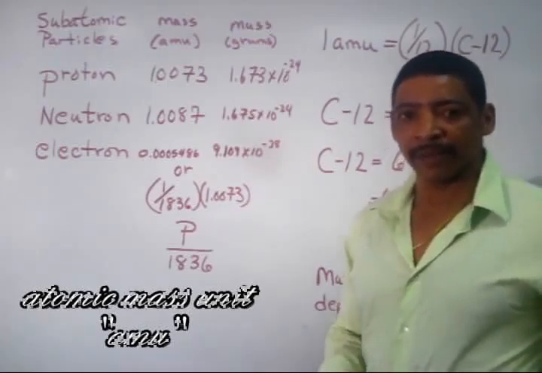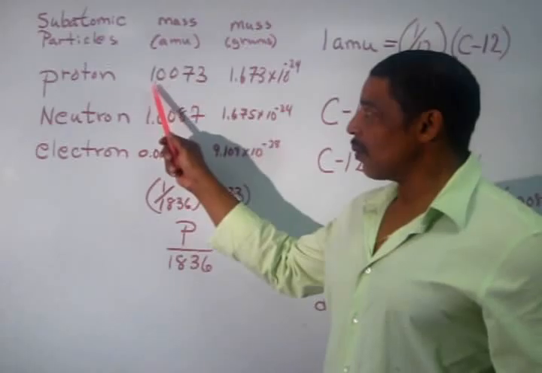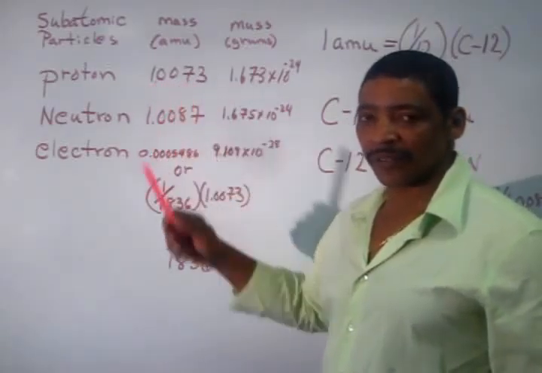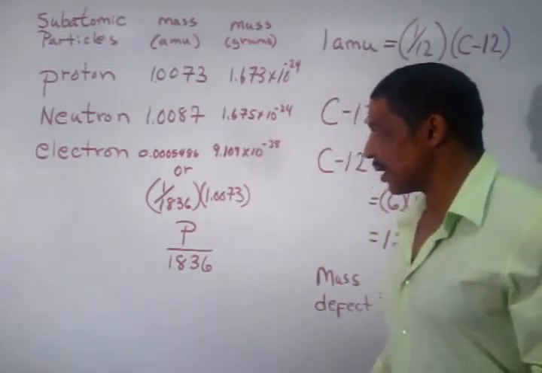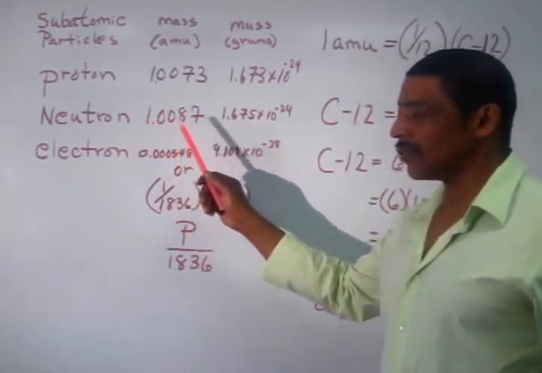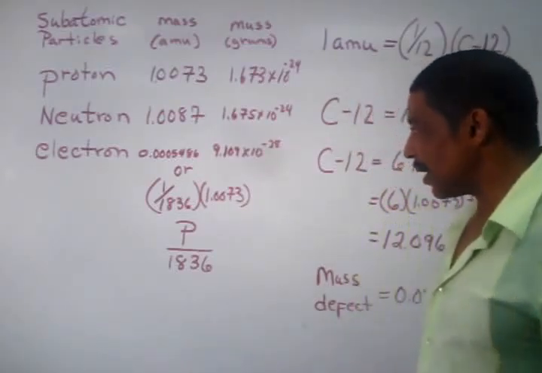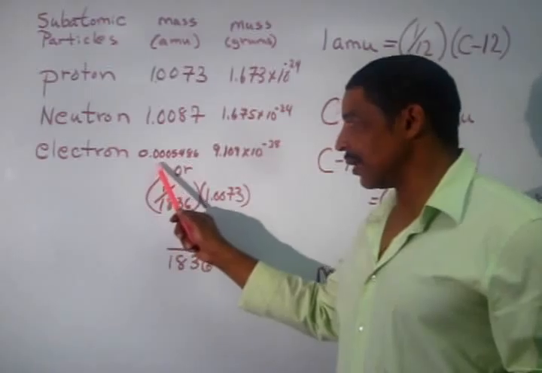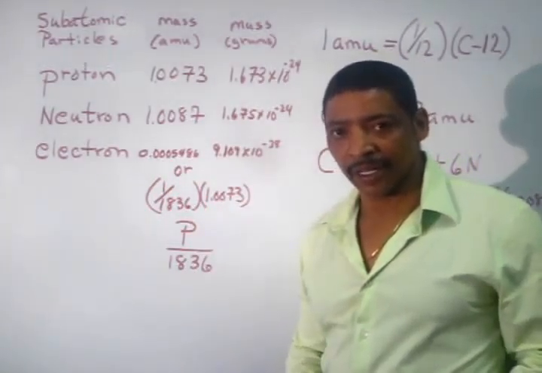In terms of AMUs, the mass of one proton is equal to 1.0073 AMU. The mass of one neutron, 1.0087 AMU. And the mass of one electron is 0.0005486 AMU.